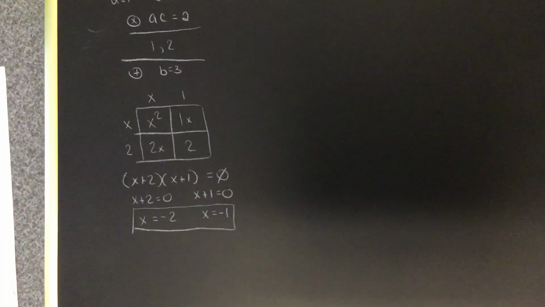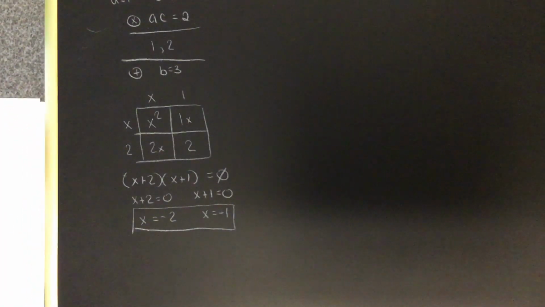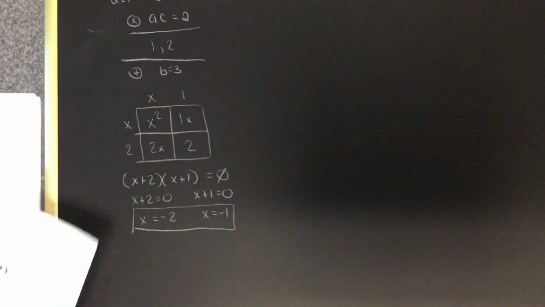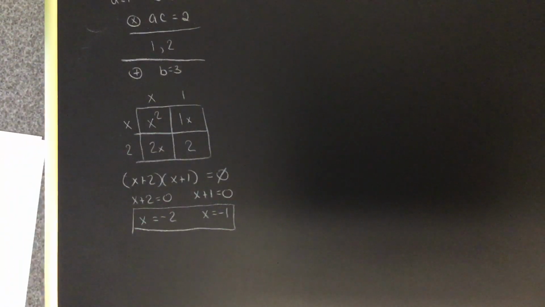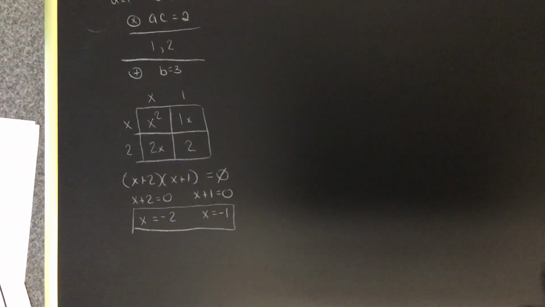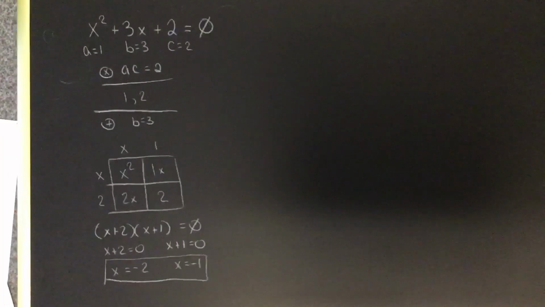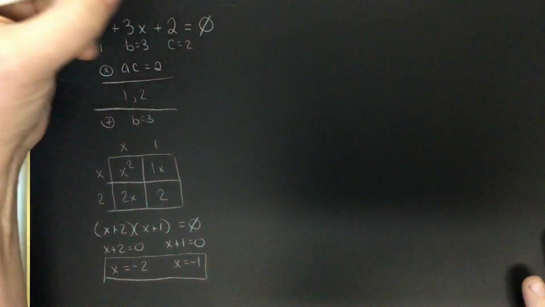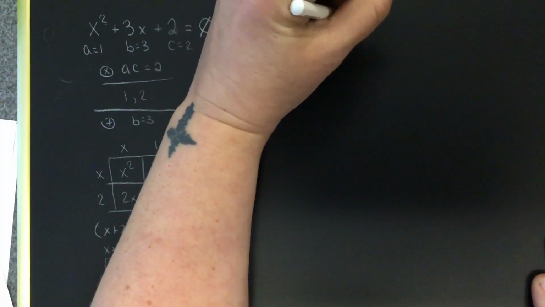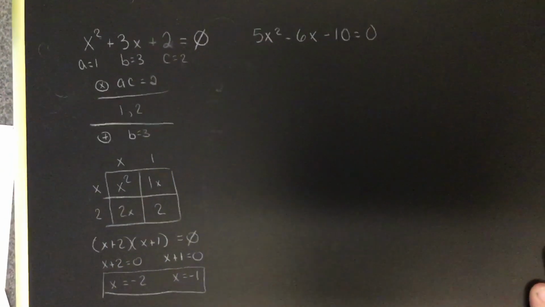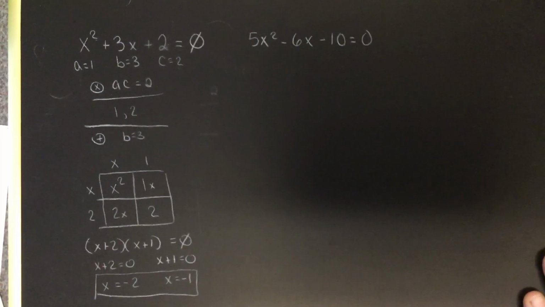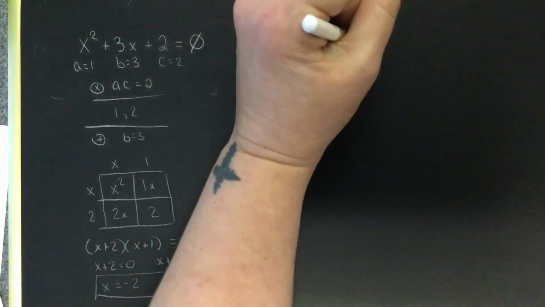So then next, turn to problem number 7. And we have a slightly more complicated problem now, in that we no longer have it set equal to 0. So we have 5x squared minus 6x minus 10 is equal to, sorry, not 0, is equal to negative 2.